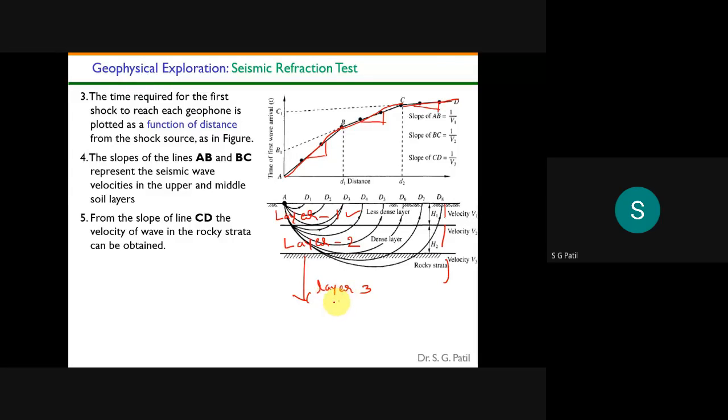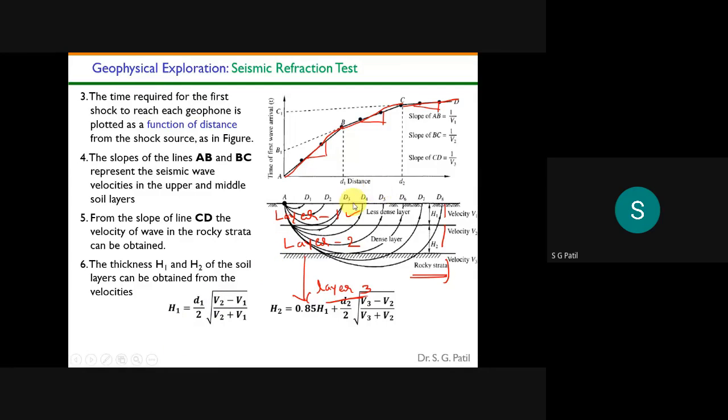So what is my third layer? My third layer is the bedrock. That means the shear wave velocity in the bedrock is very high as compared to your soil. Like that I can determine different layers of soil just by looking at this graph. That graph is nothing but the time of the first arrival of the shock wave versus the distance between those geophones.